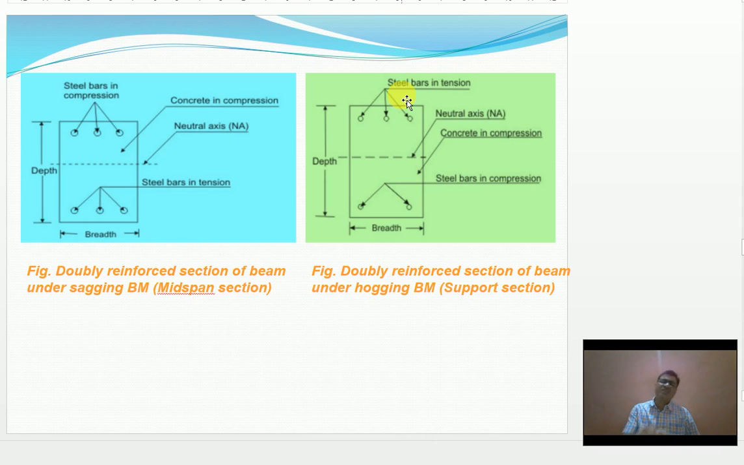Right now we'll try to understand the difference between singly and doubly reinforced beams. In the first diagram, we have sagging bending moment, and in the second diagram, we have hogging bending moment.